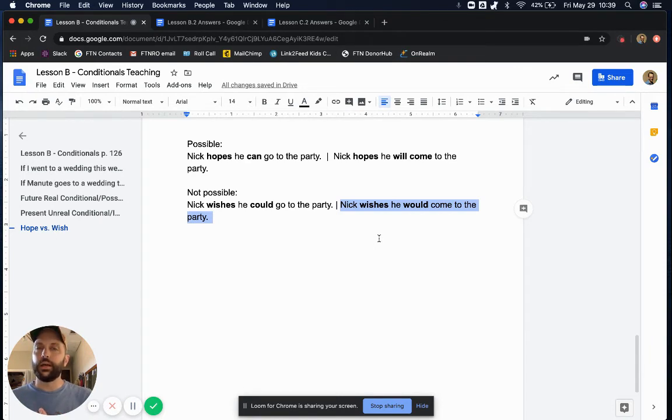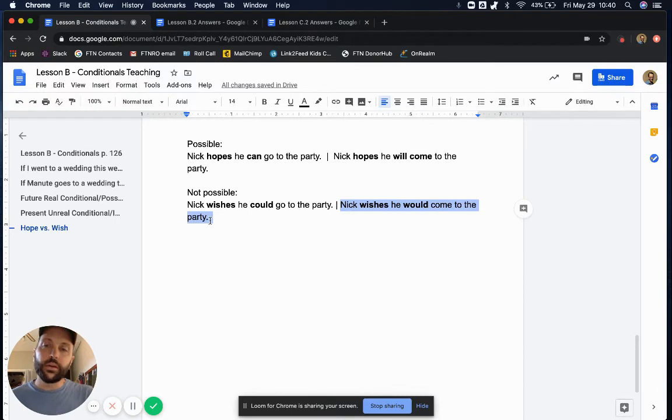Would expresses something about the will, like Joe wants to come or he doesn't want to come. So if you're saying Nick wishes he would come to the party, and let's say the he here is Joe, Nick wishes Joe would come to the party. What that is saying is that Joe doesn't really want to come. He's too tired. He just wants to stay home, or whatever the reason is.